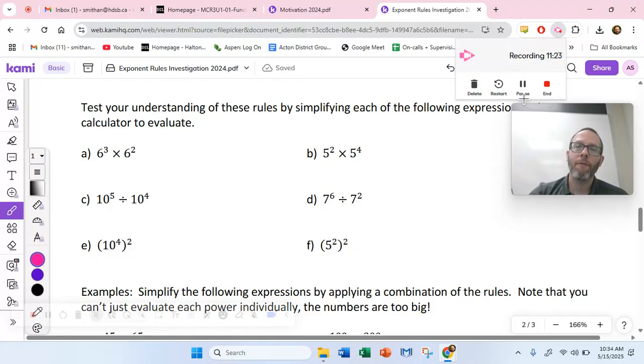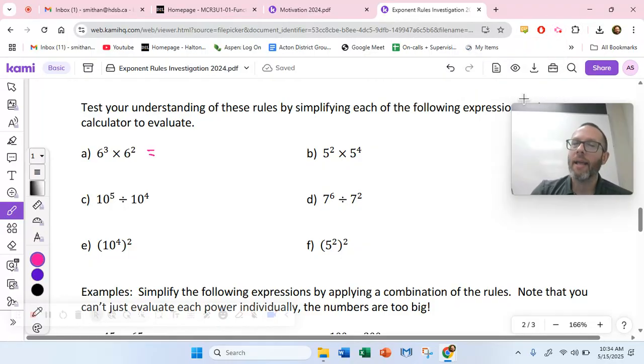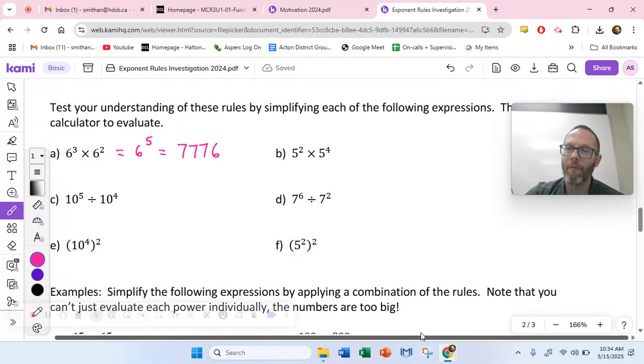So listen, what I need from you guys. I get your calculators can do this in one step. I need you guys to show me that you can use the exponent rules. That is like 6 to the power of 5. And I believe that is 7,776. I think. I heard somebody say that, and I remember that from the last time I did this note.